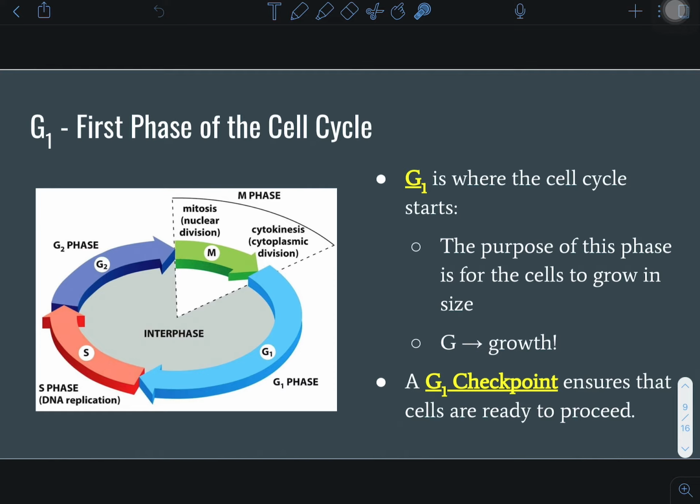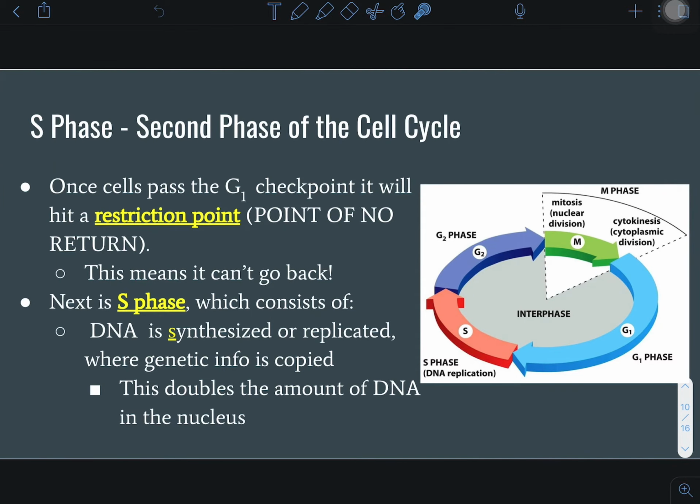A couple of things happen. In G1, the purpose of G1 is for the cell to grow. That's the big thing. G stands for growth. So in G1, the cell grows. And there are checkpoints along the way. Before it leaves G1 and goes into S, there's a checkpoint. It's really just like, did things go well? And should we proceed? So there are these checks along the way. But in G1, the cell grows.